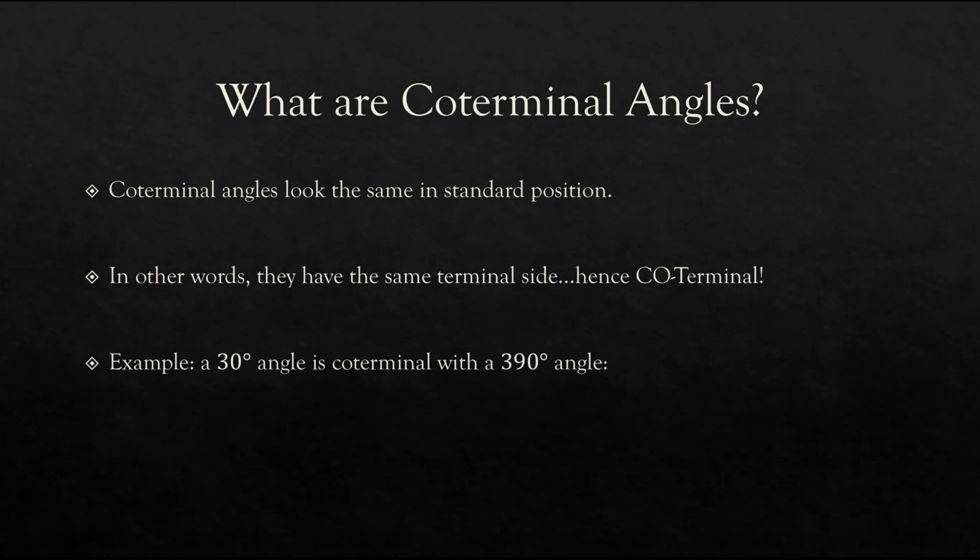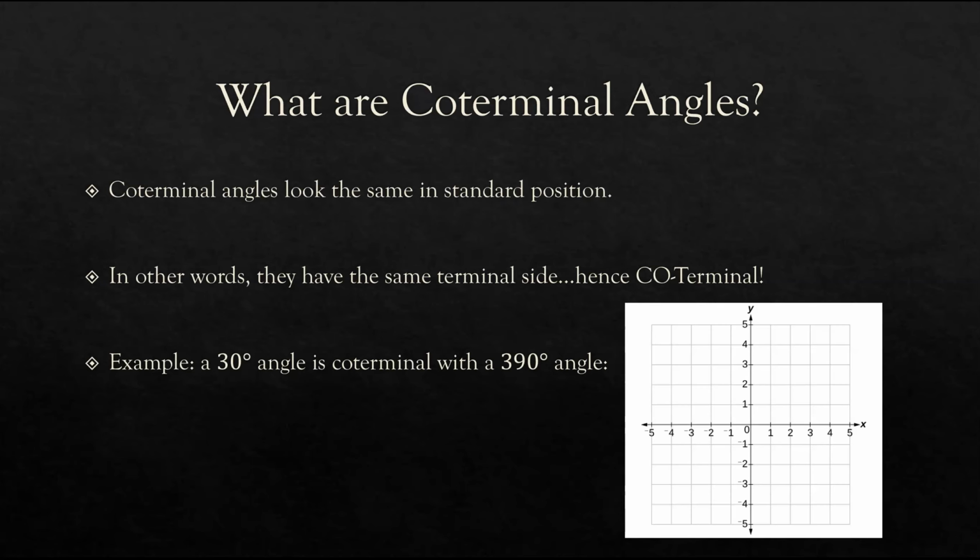A 30-degree angle is coterminal with a 390-degree angle. And if you don't believe me, let's draw both of them in standard position, and you'll see that they're right on top of each other. Okay, so if you imagine a 30-degree angle, here's the initial side right here, the positive x-axis. And then a 30-degree angle, roughly speaking, this would be 90 degrees if I went all the way up to the y-axis, right? So a 30-degree angle would be like here-ish, and that would be 30 degrees.